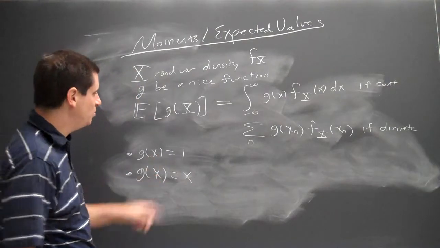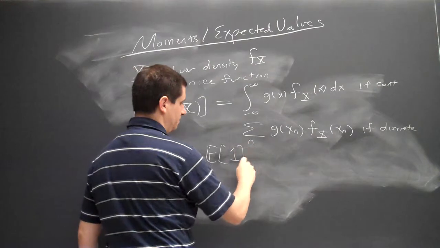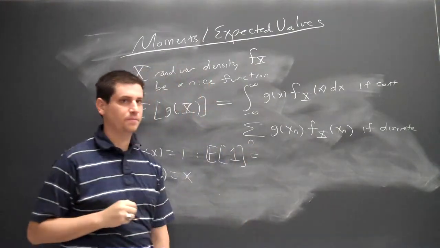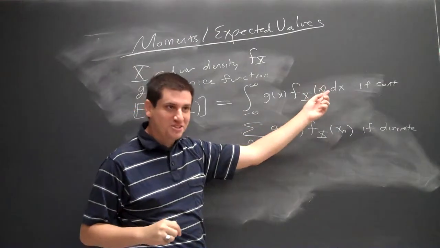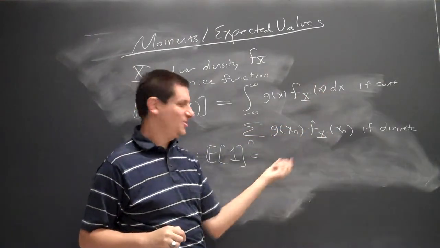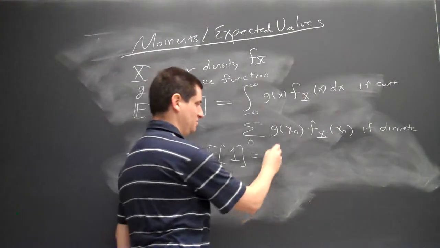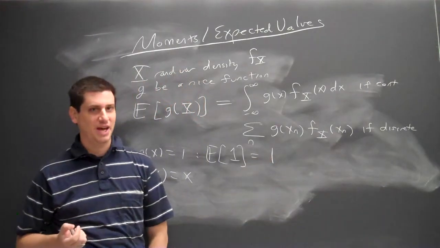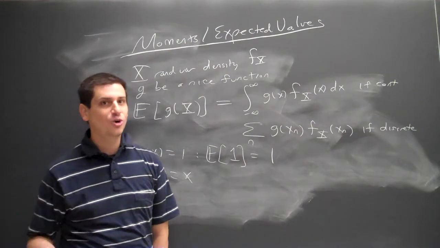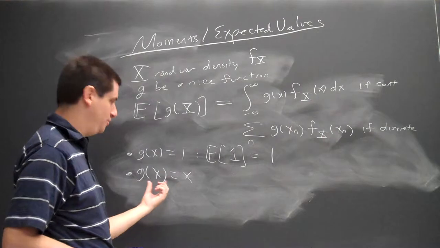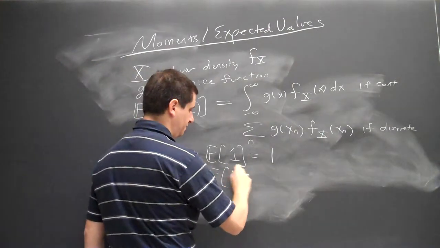So if I take g of x equals 1, what's the expected value of 1? It's 1. I have a probability density, right? It integrates to 1 or it sums to 1. So if g of x equals 1, no matter what the density is, it's 1. I'm basically asking, did something happen? And the answer is yes. Now I want to know, what's the average value? So if g of x equals x, this is giving us the expected value of x.